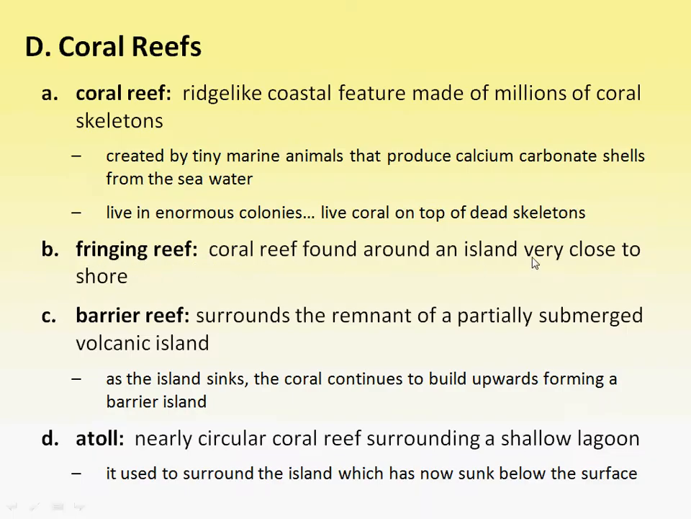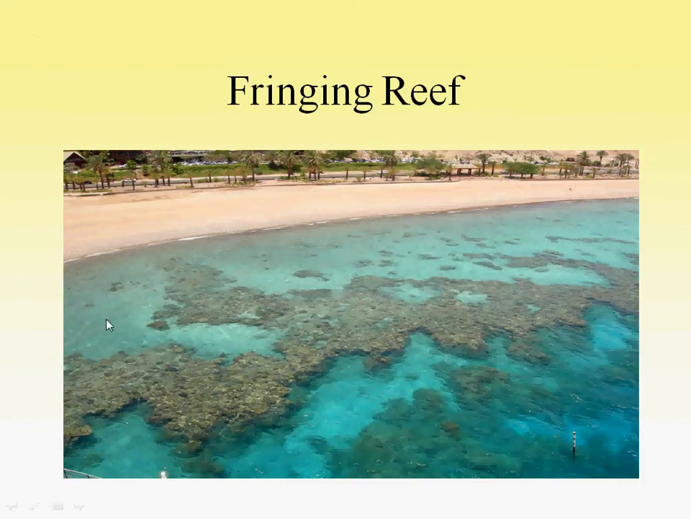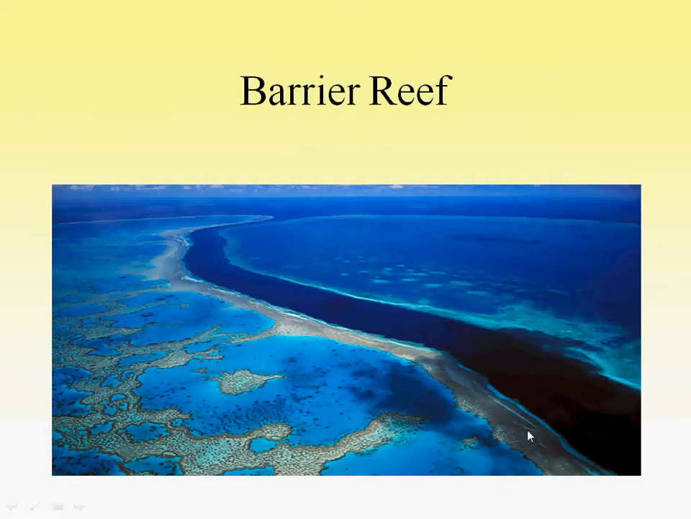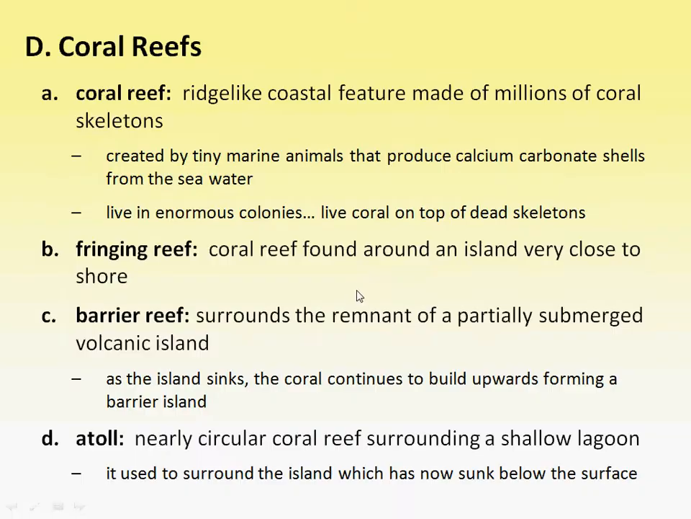A fringing reef is basically a reef around an island. When we look at this, here's this fringing reef. It's on the outside of this island, and it's just sitting there. A barrier reef, like the Great Barrier Reef, right? We see this as basically part of a submerged volcanic island, and this barrier reef protecting an area. So if we think about a barrier reef, here's this reef, and here's a reef here, and there's this channel going through here, but this is a barrier reef. It's protecting an area.